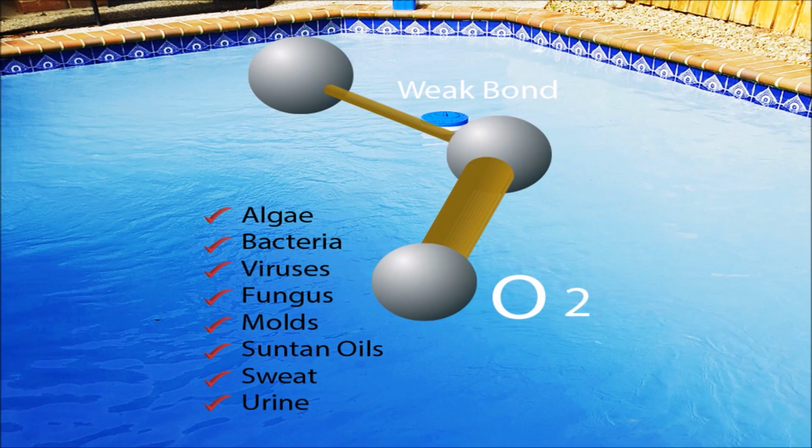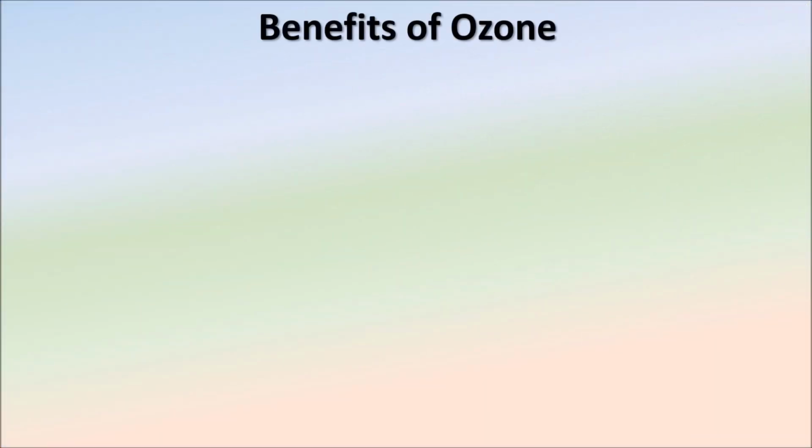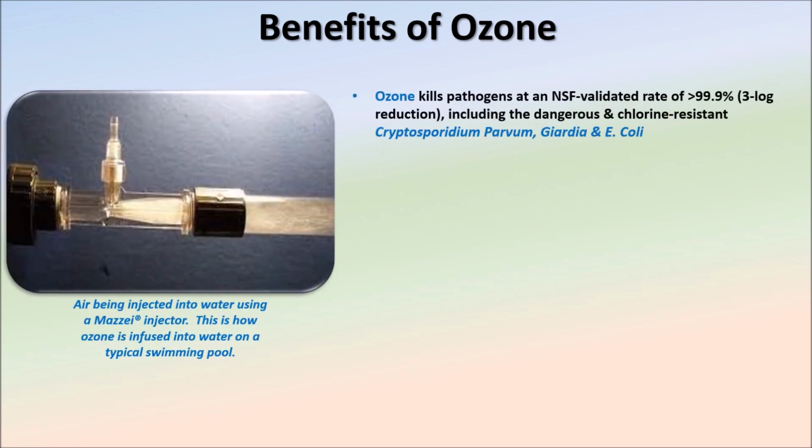To get a sense of what this all means from a practical application standpoint, here we see just a few of the many contaminants and pathogens that ozone will oxidize. All of these contaminants are commonly found in swimming pool water, and ozone's ability to destroy them is a claim that isn't just some idle boast or marketing spin. The fact is, ozone is validated by the National Sanitation Foundation, or NSF, to exceed the NSF Standard 50 requirement for all recreational bodies of water to exceed a 99.9% population reduction of all pathogens in a single pass.